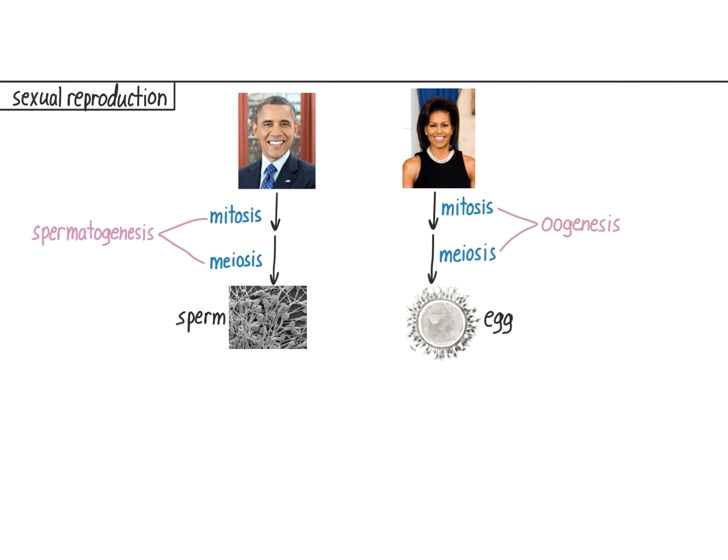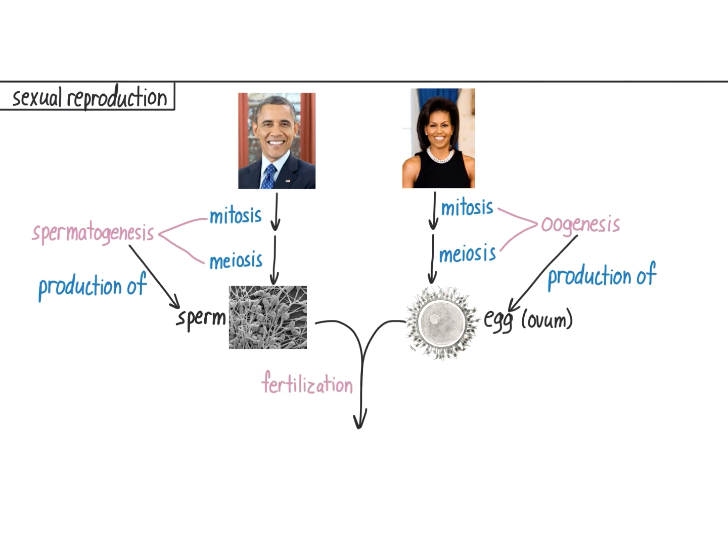Genesis means the beginning of or the production of something. So, spermatogenesis is the production of sperm. Oogenesis is the production of the ovum or egg cell. The plural for ovum is ova, but the plural for sperm is just sperm.